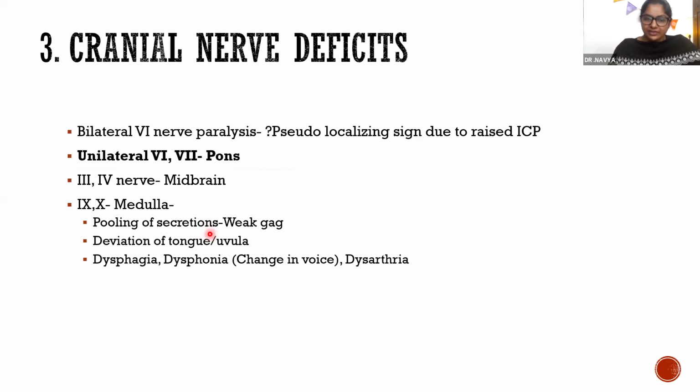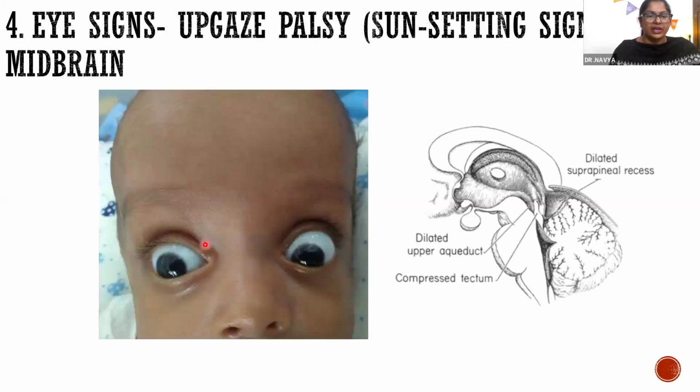So if it is unilateral, yes, the lesion I would think is in the pons. If it is in the midbrain, it's usually the 3rd and 4th nerves. If it is medulla, then there is pooling of secretions, where the mother comes saying that the child is not able to feed, there's a weak gag, not able to cough out. There is deviation of the tongue and uvula, and dysphagia, dysphonia, and dysarthria. Yes, you see this. This is an upgaze palsy, the sun setting sign.